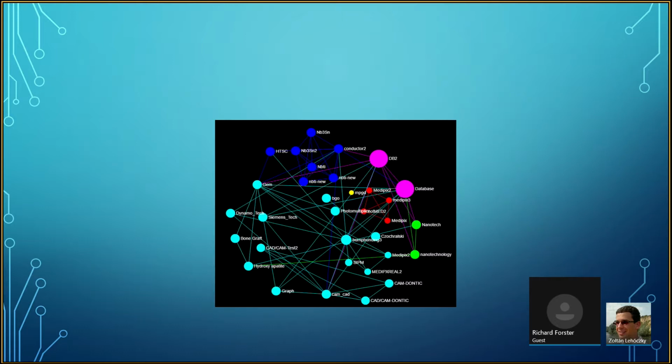So what happens with our communities, we will see some very colorful graphs where each color represents one community. You can see, for example, that the Medipix related technologies are handled in red. Those are connected together and they belong to the same community. And the same is true for the rest, each color will represent one community.